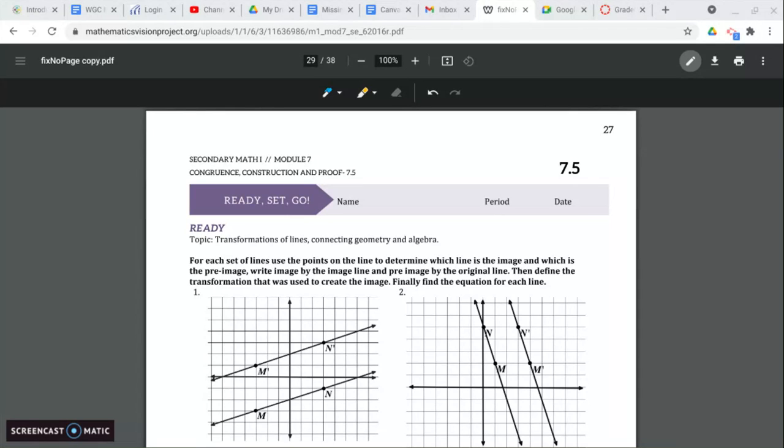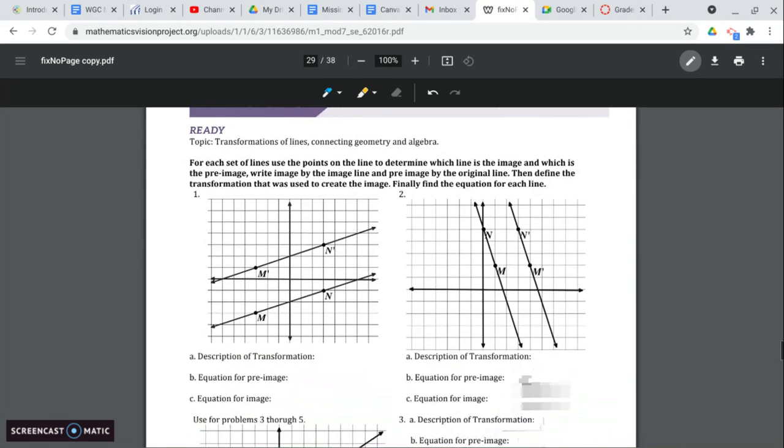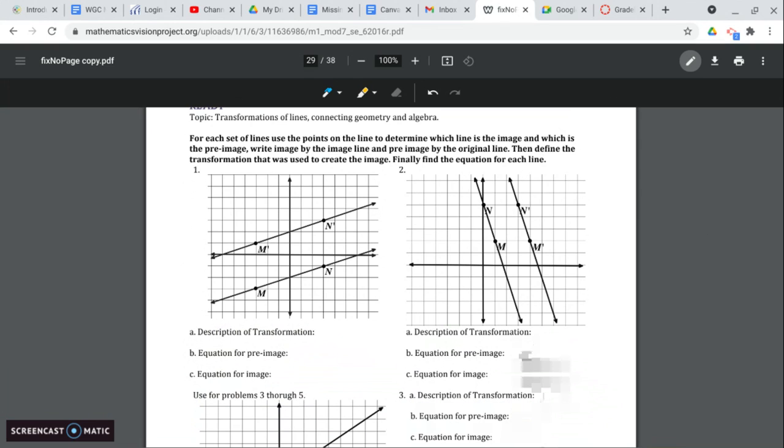So what we're looking at here first is transformations of lines connecting geometry and algebra. For each set of lines, use the points on the line to determine which line is the image and which is the pre-image. Write "image" by the image line and "pre-image" by the original line. Then define the transformation that was used to create the image. Finally, find the equation for each line. We've done something similar to this before.